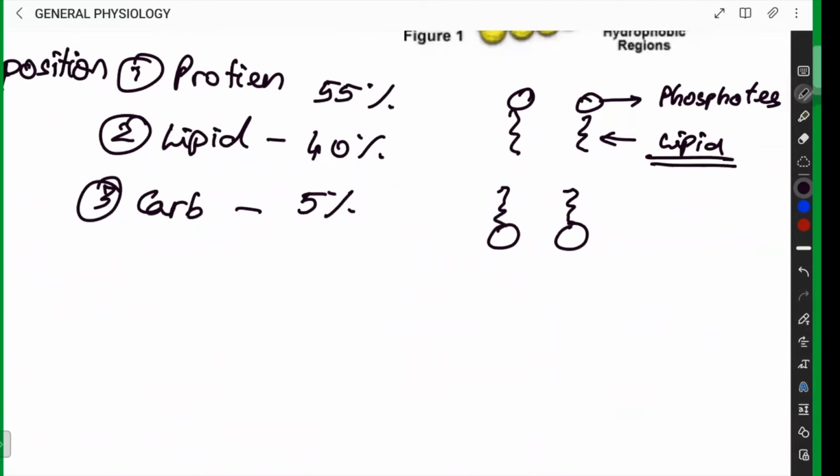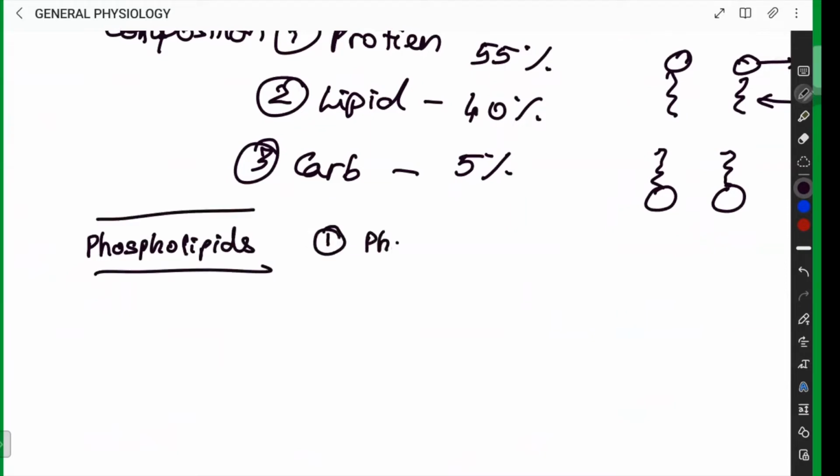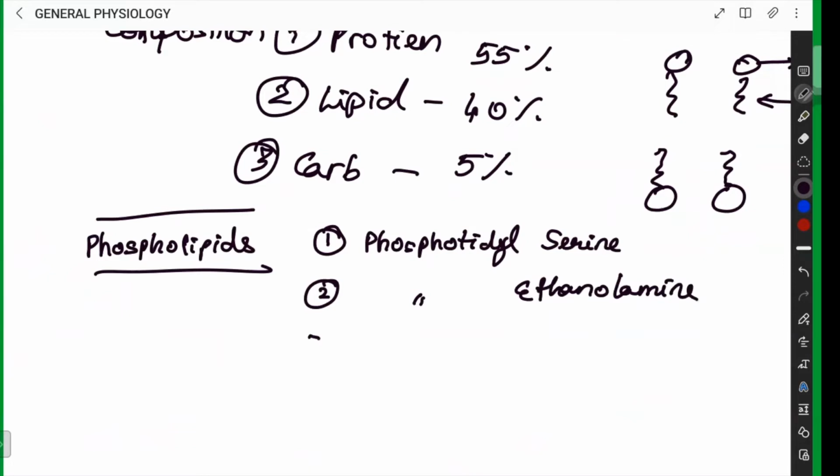So what are the three important phospholipids which are present in our cell membrane? Number one, all of them are called phosphatidyl. Phosphatidyl is common. Either it is going to be phosphatidyl serine, or phosphatidyl ethanolamine, or phosphatidyl inositol. So these are the three important phospholipids which are present inside your cell.